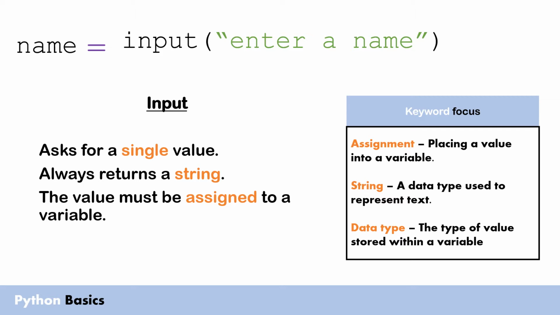A keyword focus as well. Assignment, when we use that word, what we really mean is placing a value into a variable or storing a value into a variable. The data type string is always used to represent text, letters. And a data type is the type of data, the type of value being stored within a variable, be it a string, a number, text, dates, anything along those lines.